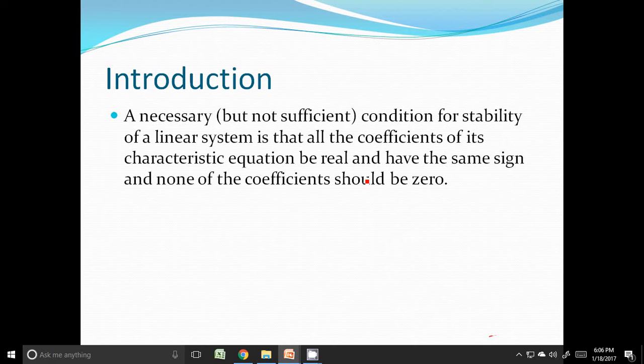for stability of a linear system: all the coefficients of its characteristic equation must be real and have the same sign, and none of the coefficients should be 0.